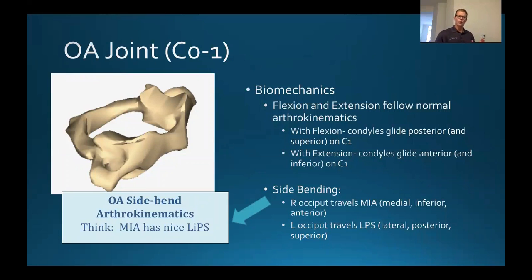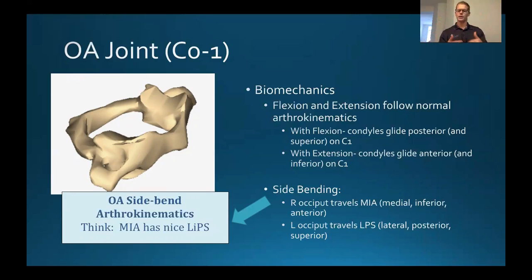When we talk about OA joint biomechanics, as I mentioned in the last slide, the flexion and extension are going to follow the normal arthrokinematics, almost similar to C3 to C7. So with upper cervical flexion, everyone do just a chin nod, or give yourself a double chin. With that upper cervical flexion, the condyles are going to be gliding posterior on C1. So the head is moving posterior, it's going to roll anterior, glide posterior.